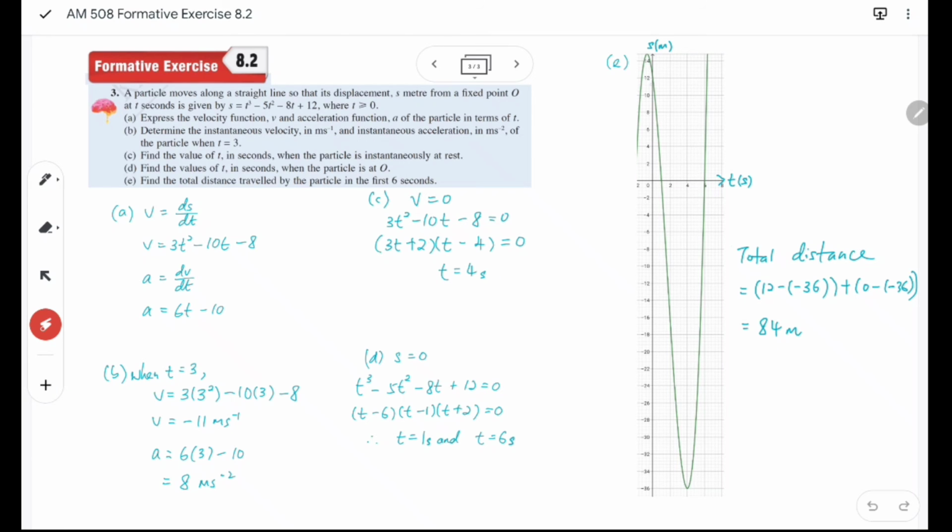Therefore, in this part, the particle actually traveled 12 minus negative 36 meters. And then from the 4th second back to 6 seconds, it traveled from negative 36 meters away back to 0. So it actually traveled 36. So the first part, we know 12 minus negative 36, which is 48 meters, plus another 36 meters again. There we get a total of 84 meters. Thank you.